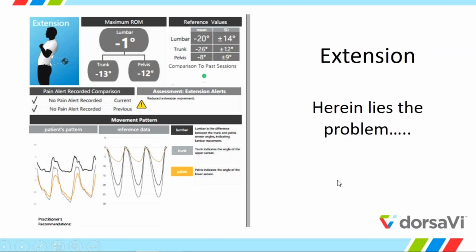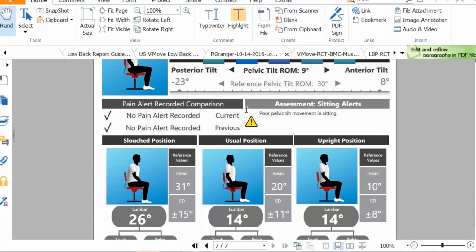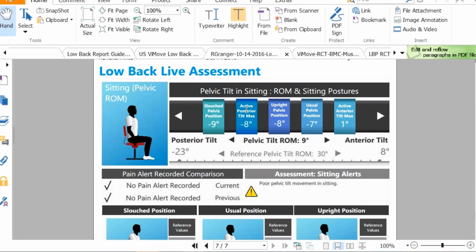I don't, but I'll find it. Hold on a second. So anyway, yeah, here's his sitting. Yeah, perfect. Let's see.